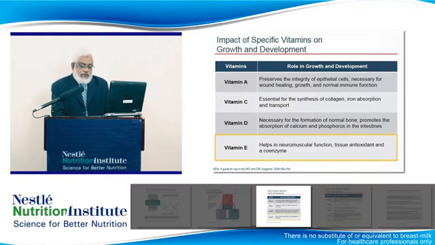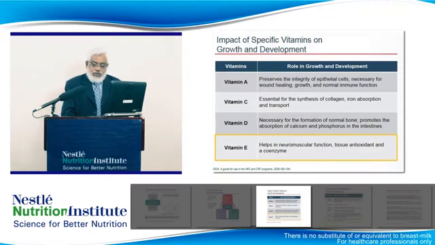Vitamin D is necessary for formation of normal bones, and promotes the absorption of calcium and phosphorus in the intestine. And vitamin E helps in neuromuscular function, and acts as a tissue antioxidant and coenzyme.